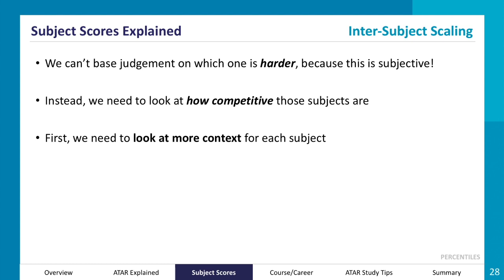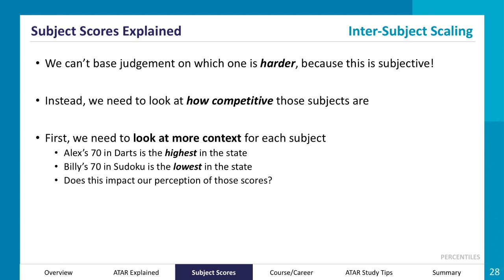For example, if I gave this further context for our previous example, immediately our perception changes, right? If we know that Alex's 70 in darts is the highest score in that subject across the entire state, and Billy's 70 in Sudoku is the lowest score across anybody studying Sudoku in the entire state, immediately our perception changes. So that 70 in darts from Alex becomes really, really impressive. It's the highest in the entire state. But Billy's 70 in Sudoku becomes way less impressive, right?